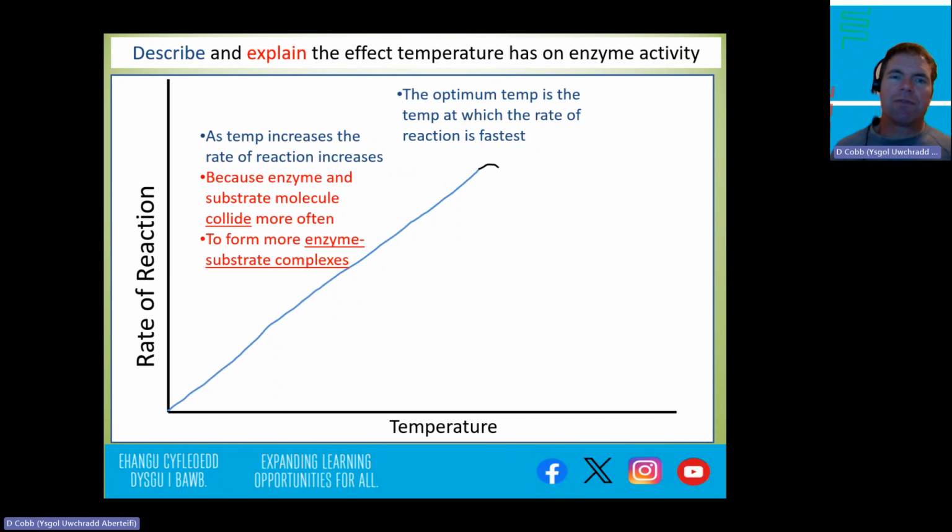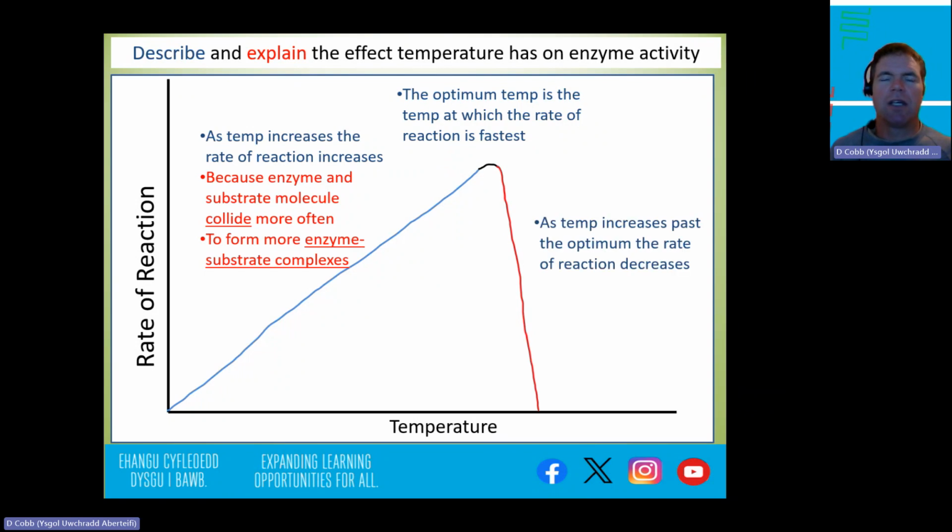It's what happens after that is the point where most questions are focused, because then we get a steep drop in the shape of the graph. So let's describe what's going on there in blue. As temperature increases past the optimum, the rate of reaction decreases. So there's our description, but now we need to explain this. And this is because the enzyme denatures.